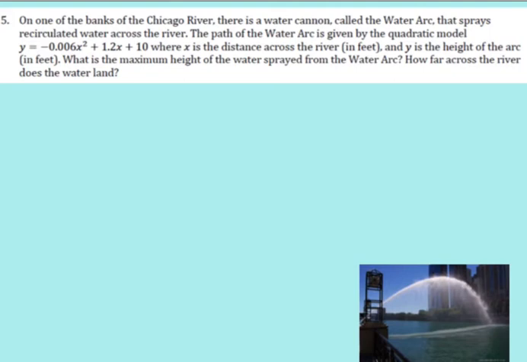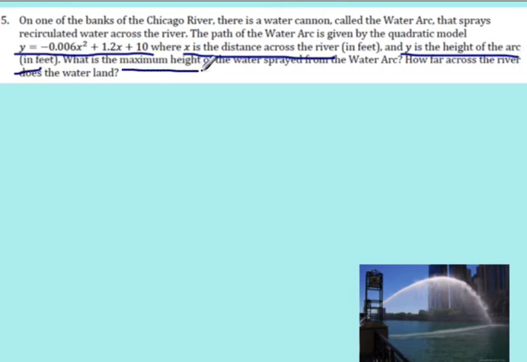Now, let's take a look at number 5. It says, one of the banks of the Chicago River there is a water cannon called the water arc that sprays recirculated water across the river. The path of the water arc is given by the quadratic model. Okay, here's the quadratic. X is the distance across the river. Y is the height of the arc in feet.